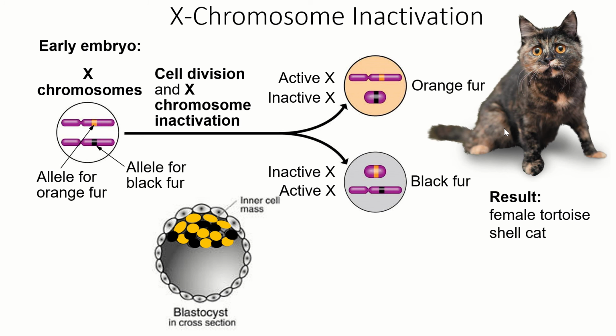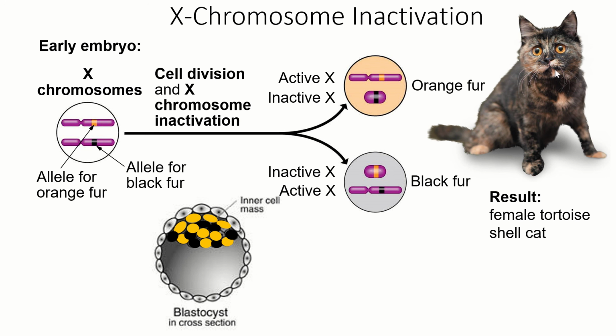The spots of the cat that develop from each of these cells are going to have either the orange allele present or the black allele present, and the other one is packed away. As a result of that, the areas of skin produced by the different cells that came from the blastocyst have different colored fur. And so you end up with what we call a tortoiseshell cat that has both black and orange fur in splotches. Those splotches developed from different cells in the blastocyst.